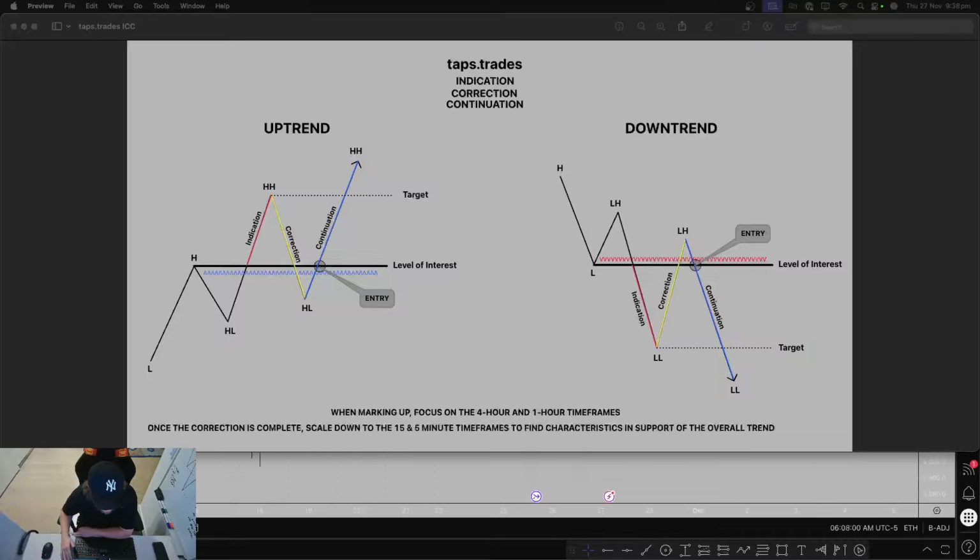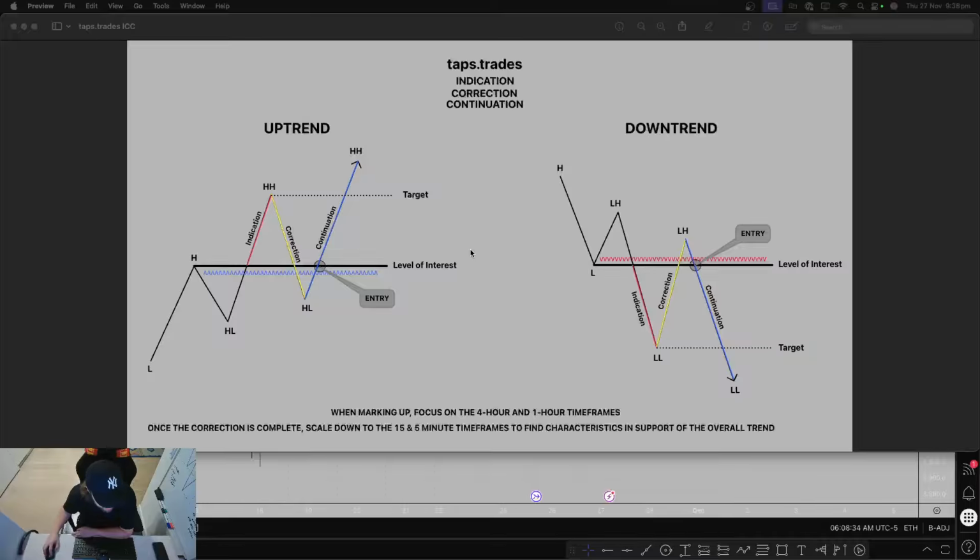So ICC stands for Indication, Correction, and Continuation. It's a trend-based strategy. This means that the market either needs to be in an uptrend, like this example on the left, or a downtrend, like this example here. Now, when we're drawing our charts or looking for the uptrend or the downtrend, we want to be looking at the higher time frame. So focusing on the 4-hour time frame and the 1-hour time frame. That's really, really important. Probably the most important part, or one of the most important parts.